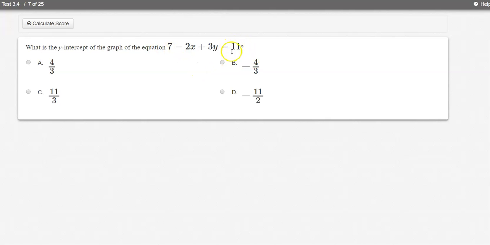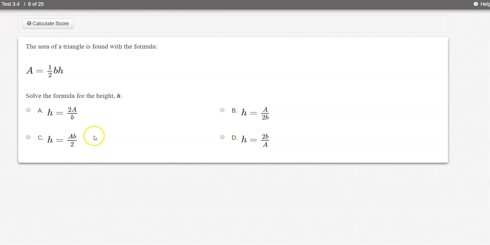So if you have an 11 here, you could subtract this 7 from it and get 4. This is now gone, so all you have to do is divide the 4 by the 3 to get y by itself. So y would equal 4/3. The answer was A.